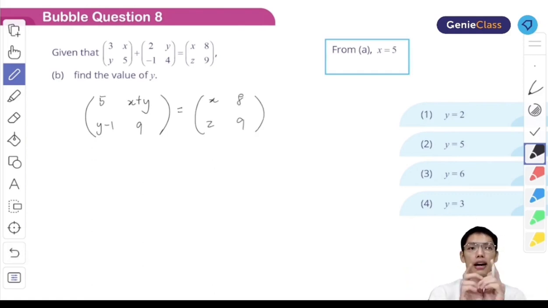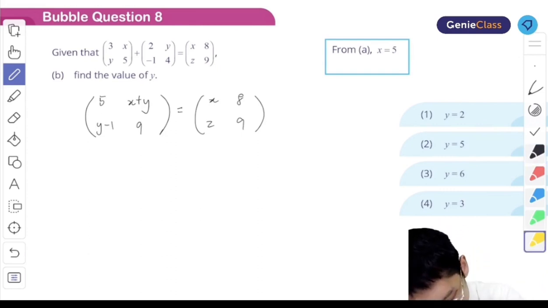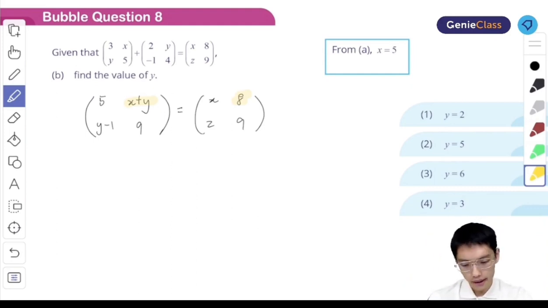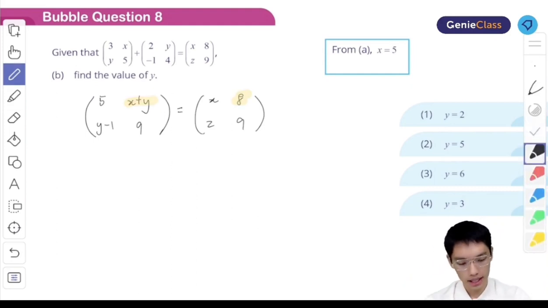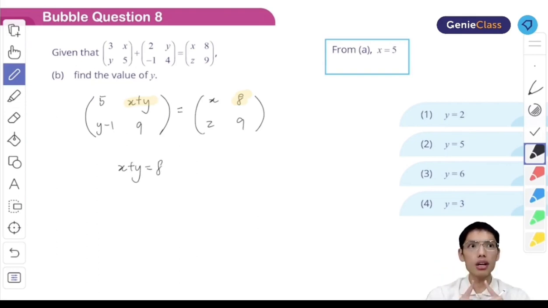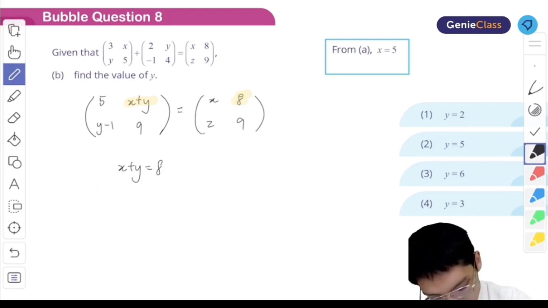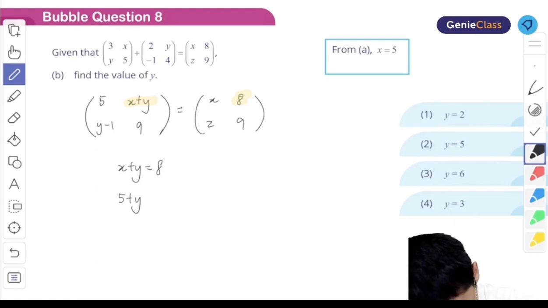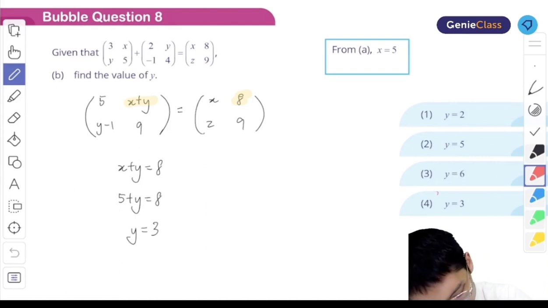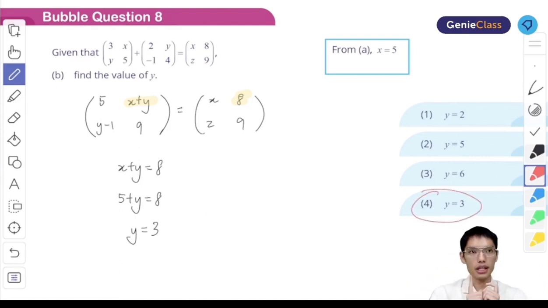So I hope you'll realize to find the value of y, I am going to have to compare this. Okay, because with this option, I can say x plus y is equals to 8. Knowing the value of x, sorry about that, I can say 5 plus y is equals to 8. Henceforth, y is equals to 3. Henceforth, option number 4 is correct. All right, so that's how we compare and make the equations.